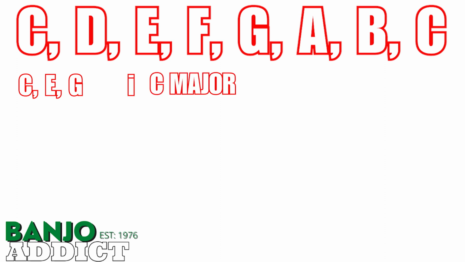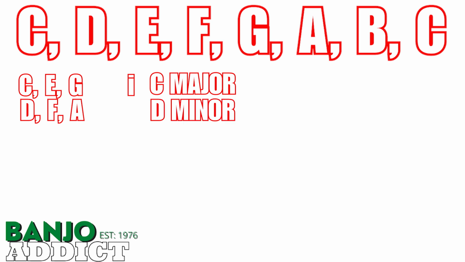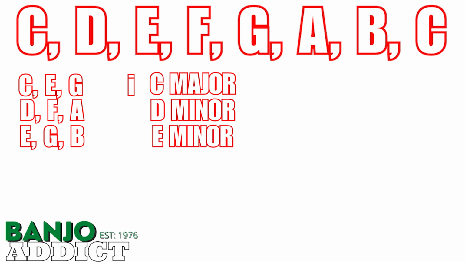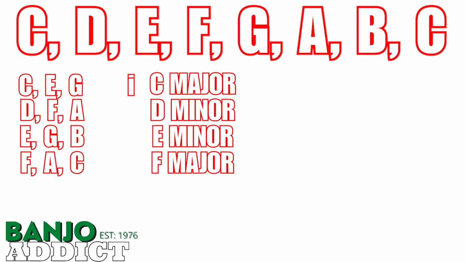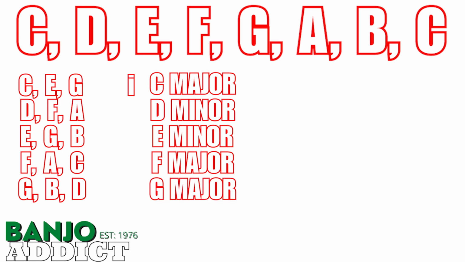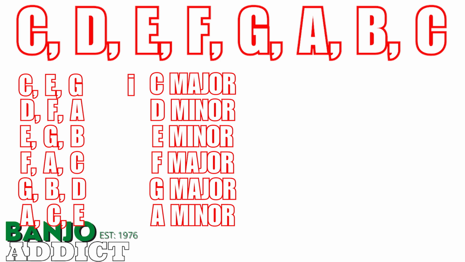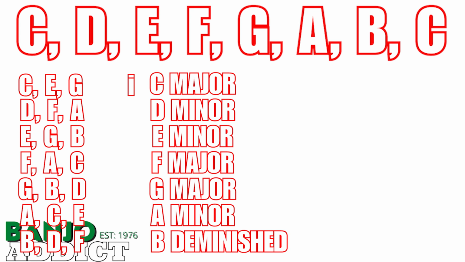Now let's do D as your root note. It would be D, F, A, which is a D minor, the 2 chord. E, G, B, which is an E minor. That's your 3 chord. The F, A, C, which is an F major, that's your 4 chord. The G, B, D, which is a G major, that's your 5 chord. The A, C, E, which is an A minor, that's your 6 chord. And then B, D, F, which is a B diminished, and that's your 7 chord.